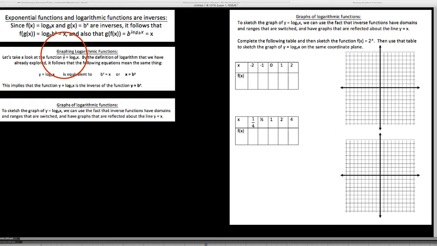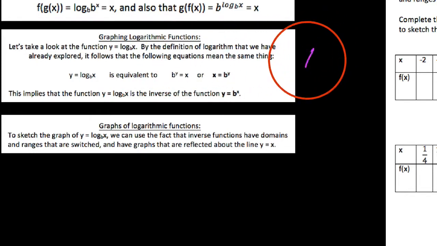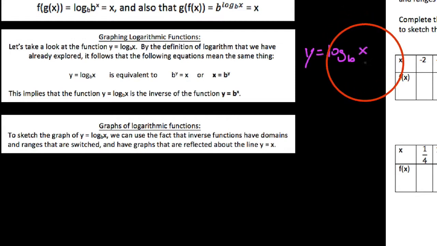Okay, YouTube, in this video we're going to introduce the basic shape and common things about graphs of logarithmic functions by kind of exploring graphs of exponential functions at first. So let's take a look at the function y equals log base b of x. I want to point some things out there. So we say y equals log base b of x.